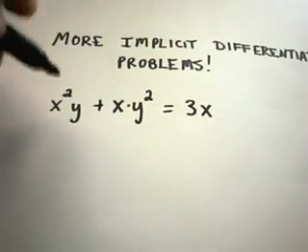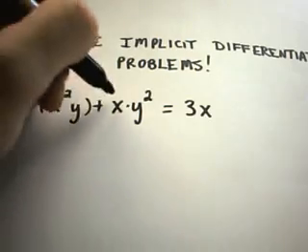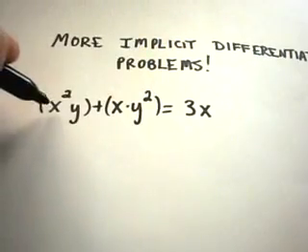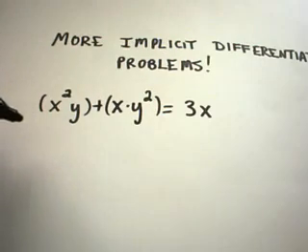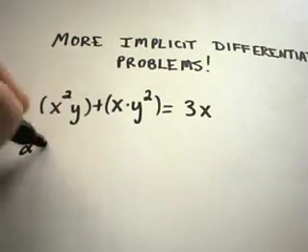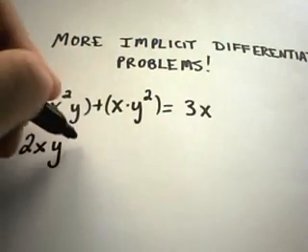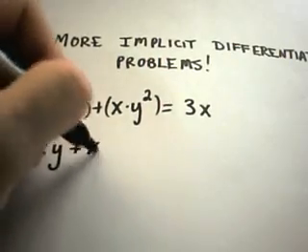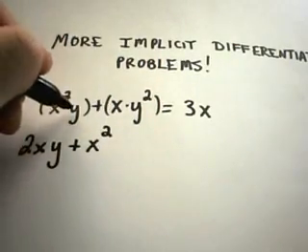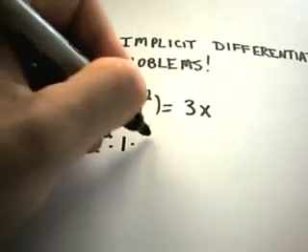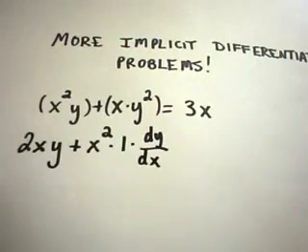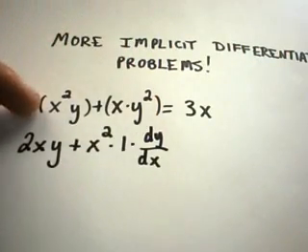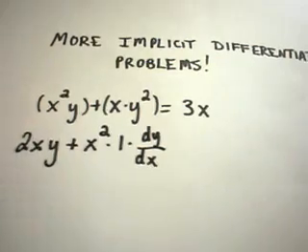Alright, so again, I've got to do the product rule now twice on the left side. I'm going to do the x squared y piece first. The derivative of x squared is 2x. I'll leave the y term alone. Plus, now I'll leave the x squared term alone. The derivative of y, again, is 1 dy dx. So that's all just the first part with the product rule.